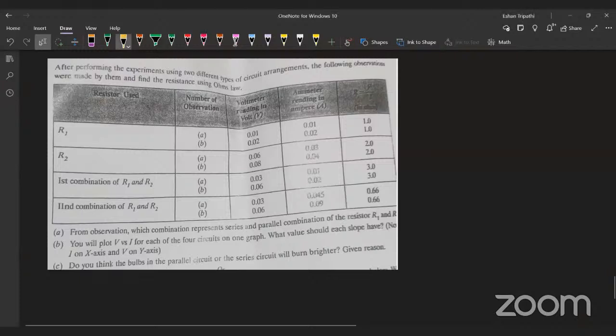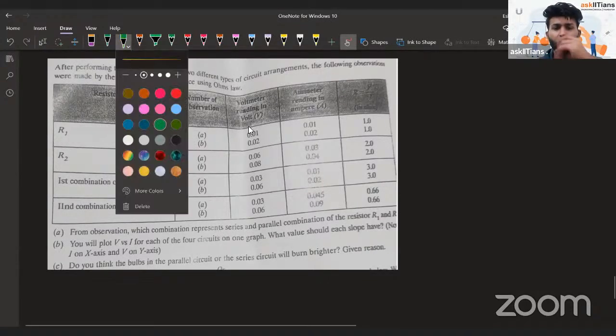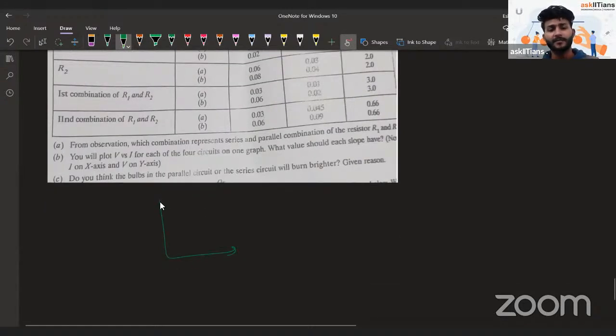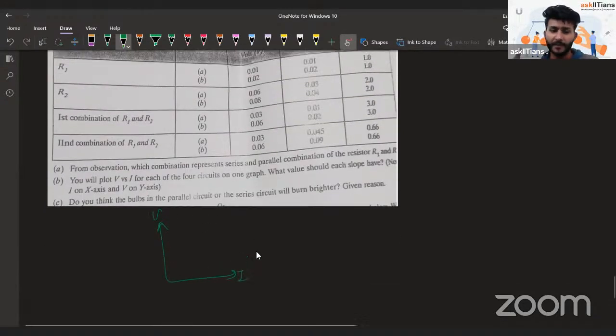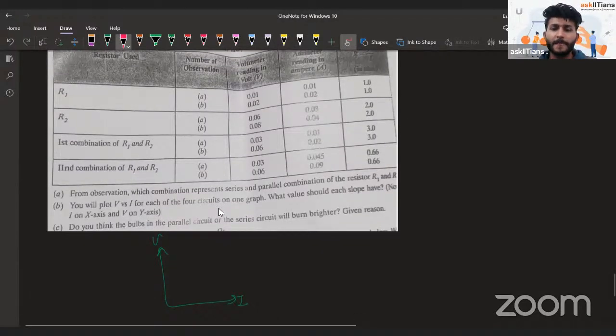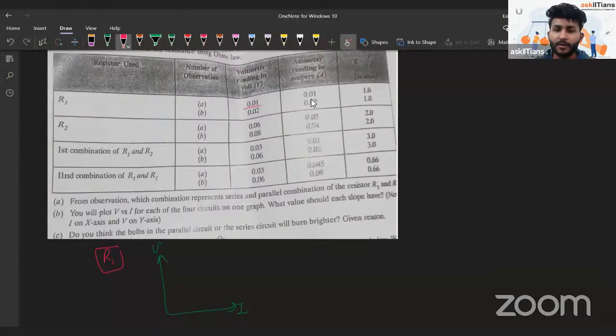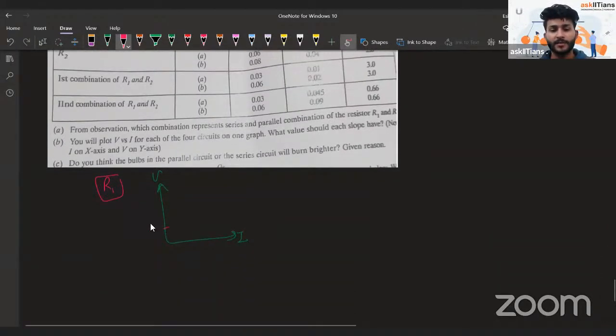So like the B one. You will plot this for each. What value should each slope have? Okay. You're going to draw V versus I graph. V will be on the y-axis, I will be on the x-axis, for each of the 4 circuits. Okay, fine. So if I draw for R1 first, when the voltage is 0.01, current is 0.01. So it's like 0.01, 0.01.